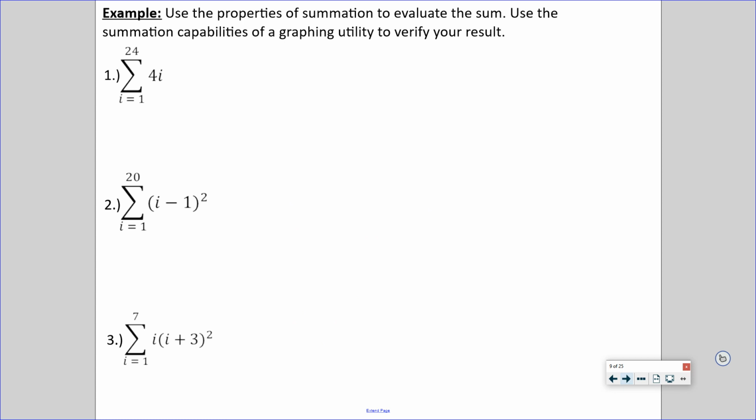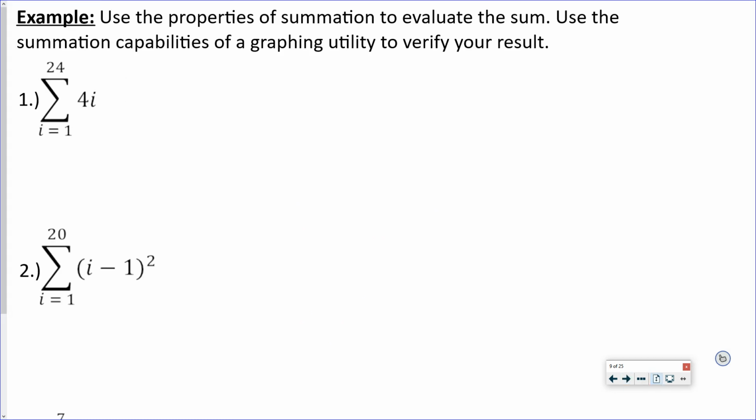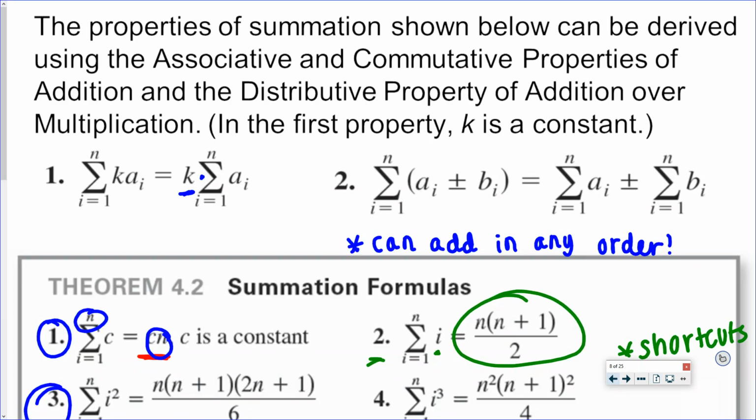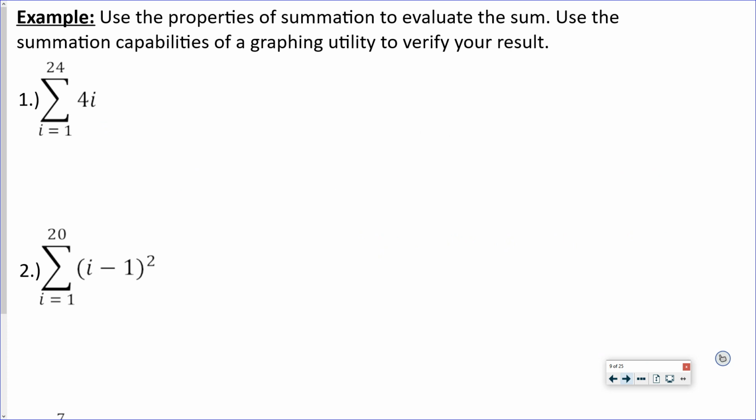Okay, so let's try a couple sums. It says use the properties of summation. So we can use these properties. If I have a constant, I can factor it out. Or if I have 2 separate terms, I can find the sum separately. And also any of the formulas to evaluate the sum. Use the summation capabilities of your graphing calculator to verify your result.